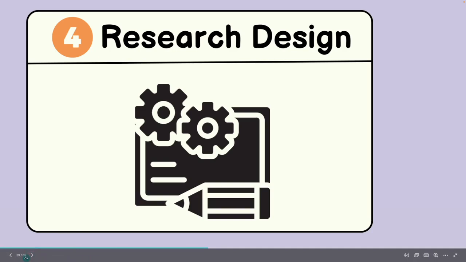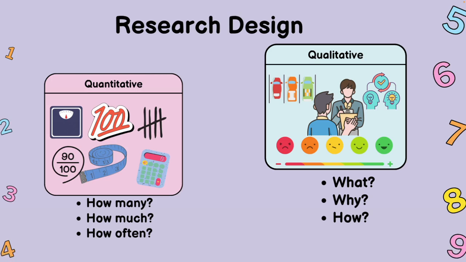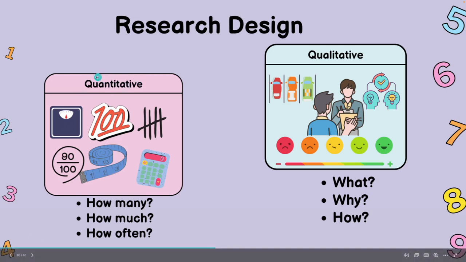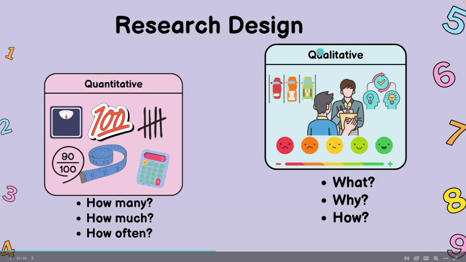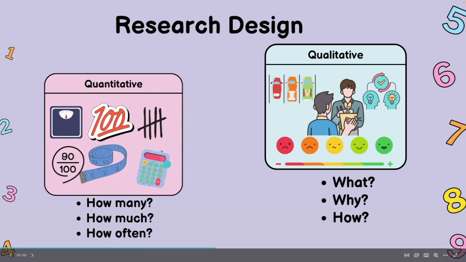Now, when it comes to the design of your research, there are some fundamental issues that must be answered. Research design falls under two major camps. It can either be quantitative research or qualitative research. And quantitative, as the name implies, answers quantitative questions, questions of quantity or number. How many, how much, how often.